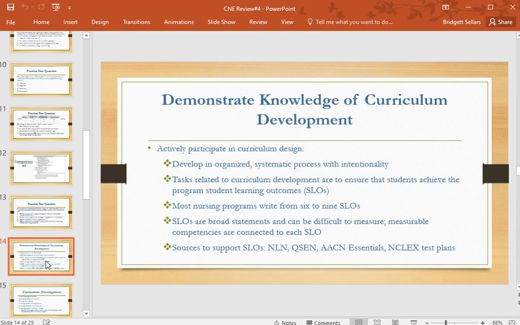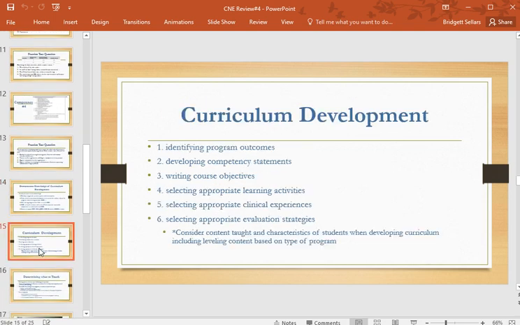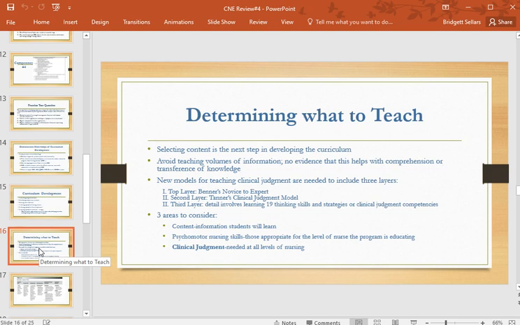Demonstration of knowledge of curriculum development includes active participation in the curriculum design. There should be 6 to 9 SLOs. Sources to support our SLOs include NLN, CUSIN, AACN Essentials, and the NCLEX test plan. There are 6 elements to consider when we think about curriculum development.